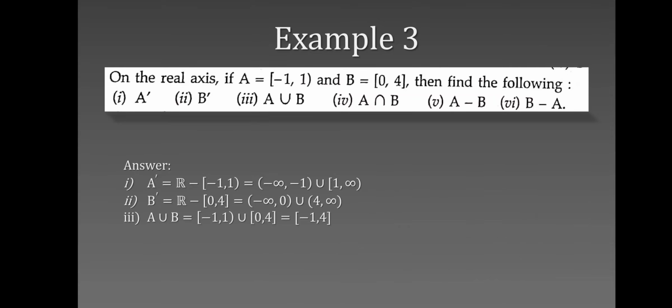Next, A intersection B. A intersection B means the same thing. It is the common thing. So I just deleted it. Sorry. So let me just draw it once more. A intersection B, that is again minus 1, 0, 1 and 4. So set A, let me use a different color, that will be easy for us to understand. Set A is minus 1 to 1, taking minus 1 and leaving 1.